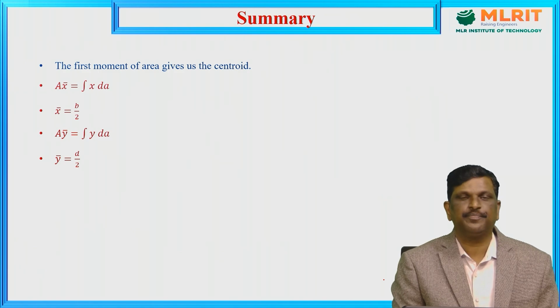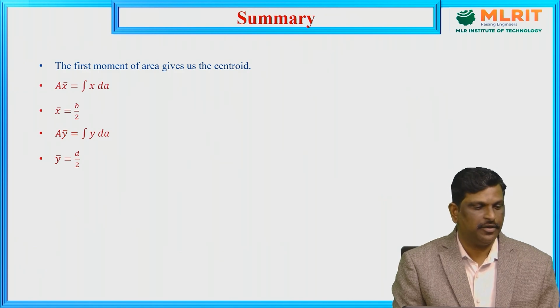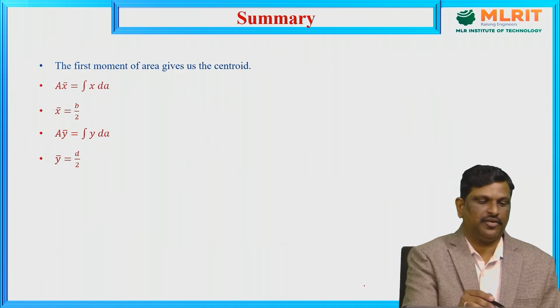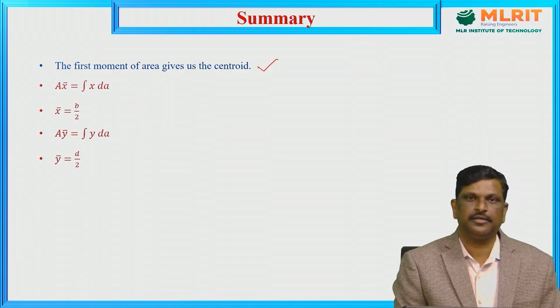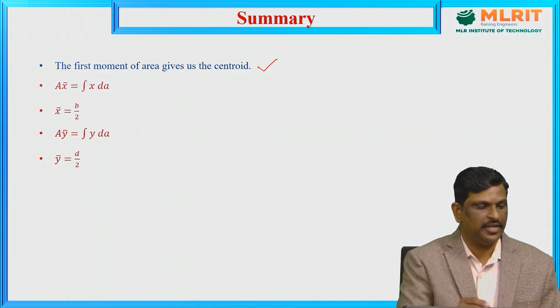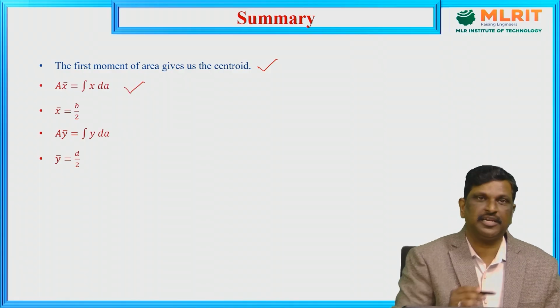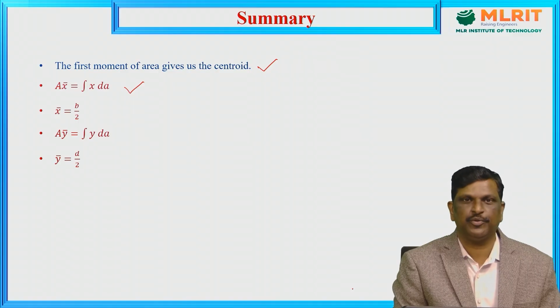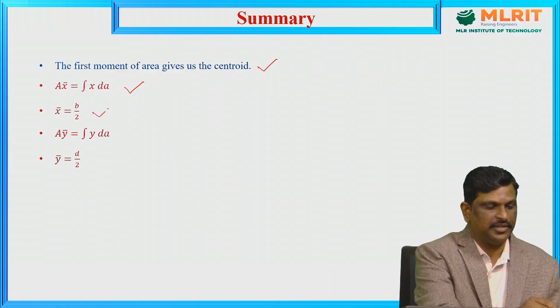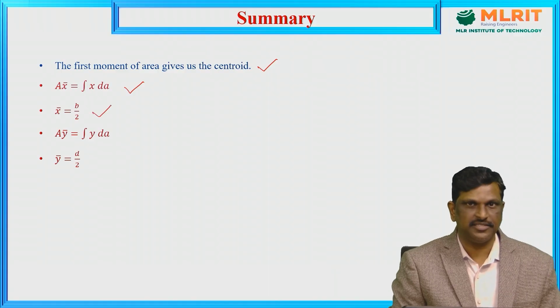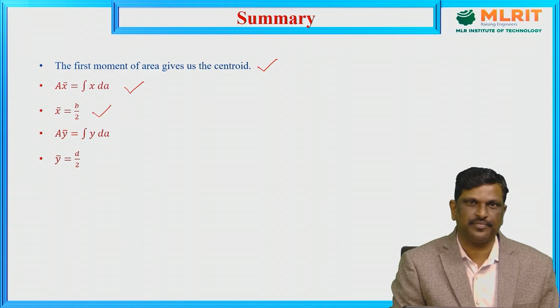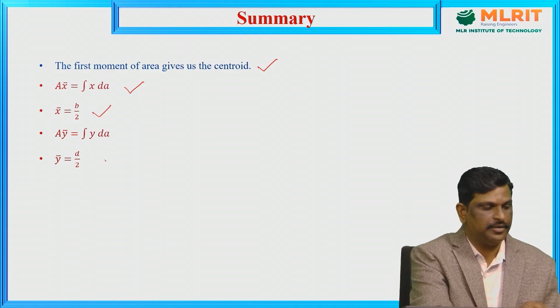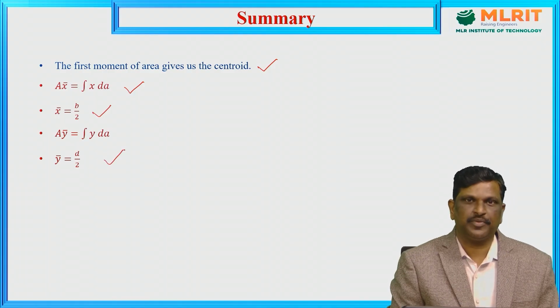In this video lecture, we have seen the first moment of area gives us the centroid. The formula in integral form for finding the centroid x coordinate is A x bar is equal to integral x dA, and we have found the rectangle's centroid is at a distance of b by 2 along x axis and d by 2 along y axis.